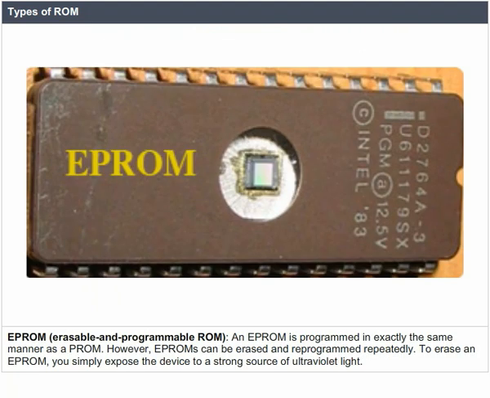EPROM, erasable and programmable ROM. An EPROM is programmed in exactly the same manner as a PROM. However, EPROMs can be erased and reprogrammed repeatedly. To erase an EPROM, you simply expose the device to a strong source of ultraviolet light.